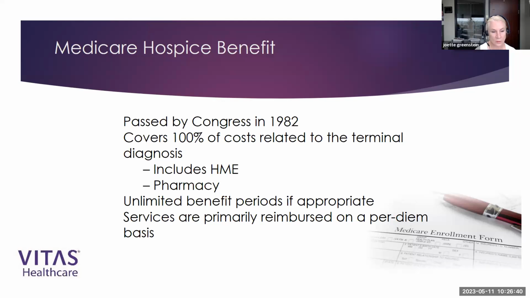Pharmacy. So the hospice will cover all meds related to the terminal diagnosis. So let's say a patient is brought on for end-stage heart disease. Then all the meds related to the heart are going to be covered by the hospice Medicare benefit. So in my case, we have a national pharmacy that we use, and all these meds are going to come FedEx to the home.